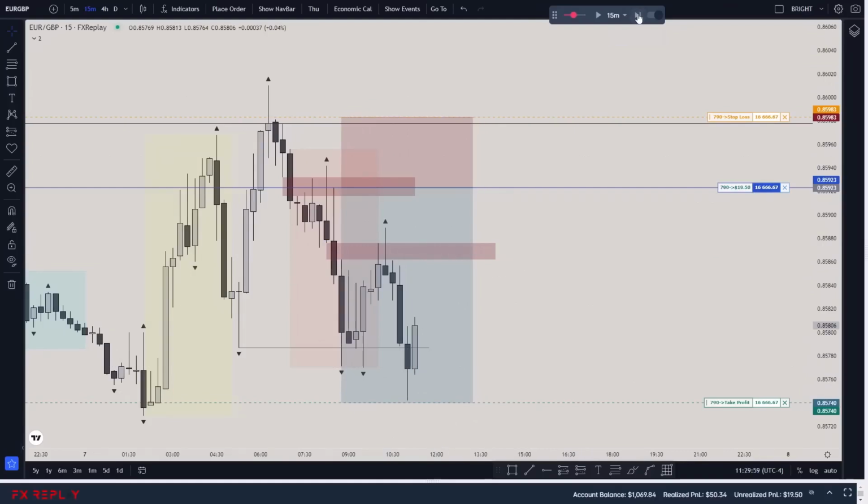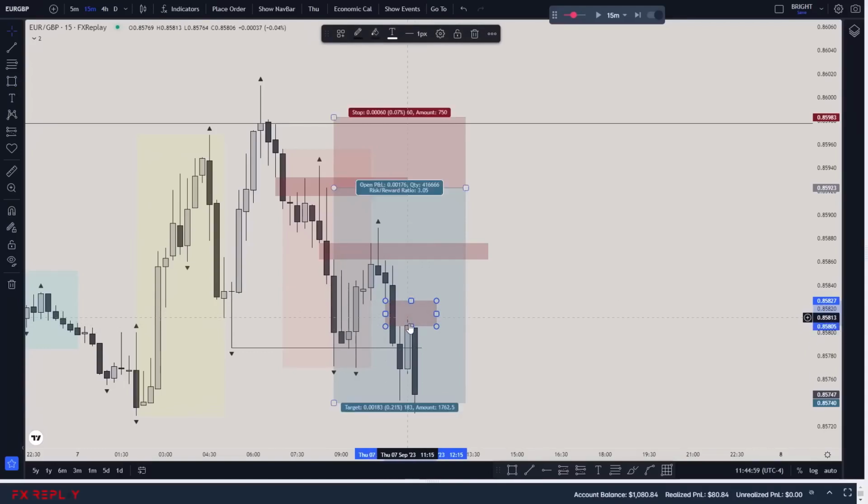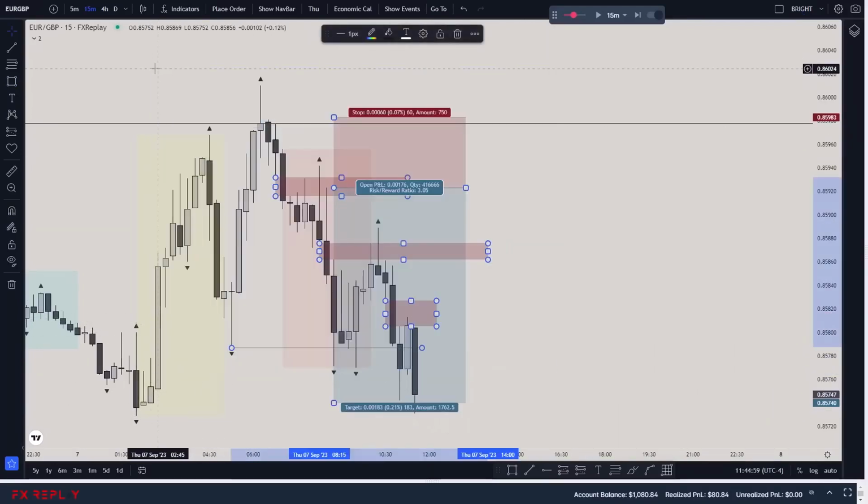Price is close to the take profit. Now what do we have? The same thing here. After price holding here, we have this fair value gap. It held, price did not close even inside of it, and then price entered the take profit. So that was a very nice trade.